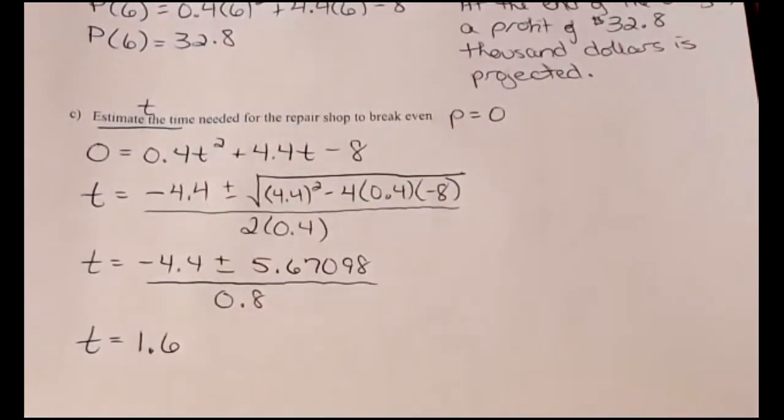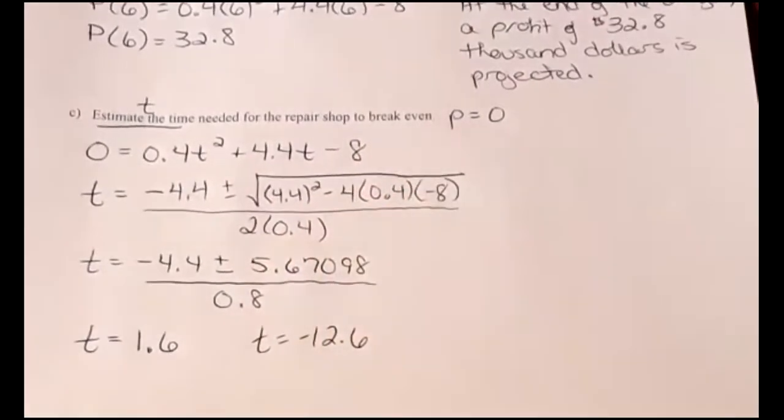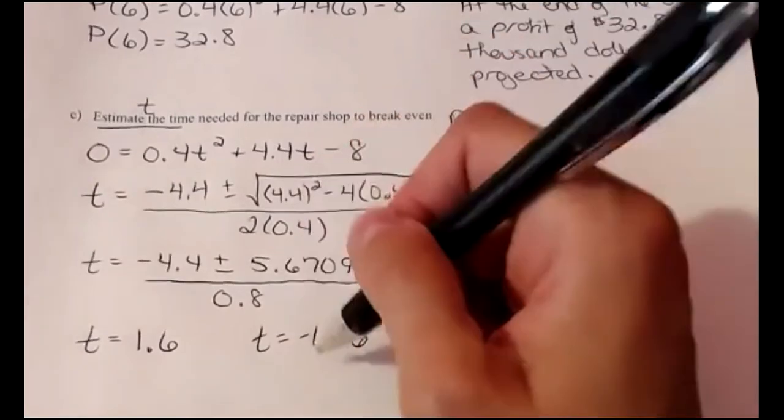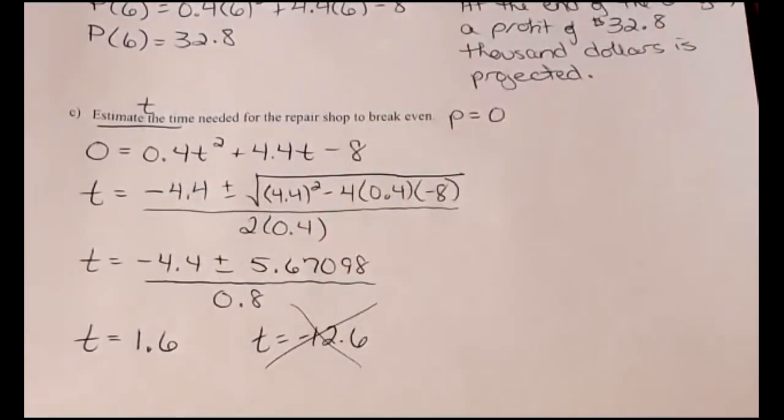Let's punch in the other one, negative 4.4 minus 5.67098, and then divide that by 0.8. And you also get t is equal to negative 12.6. Clearly, we're going to throw away this negative time because it's not negative 12.6 years is when they break even. That doesn't even make sense.